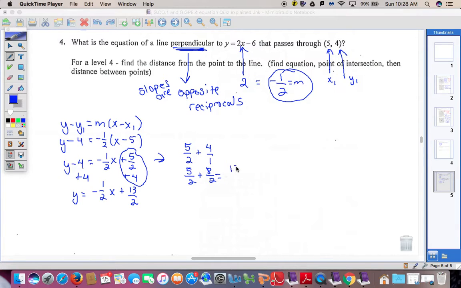5 plus 8 is 13. And I keep my same denominator of 2. So that's where that 13/2 comes from.